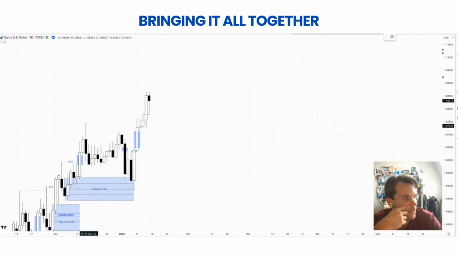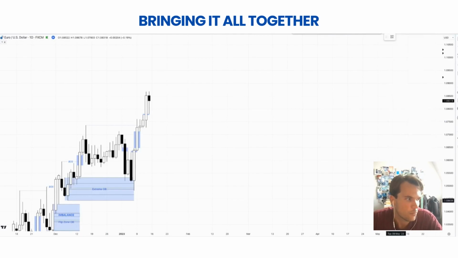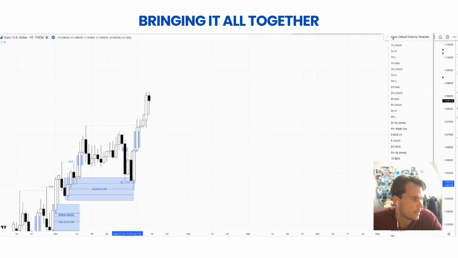In breaking the next high, we've now created another opportunity. So we just mark out that breaker structure. And we pretty much just go through it again. So what we're looking for: which order block swept liquidity? Is it the extreme? Is it the flip zone? Okay, they both swept liquidity.